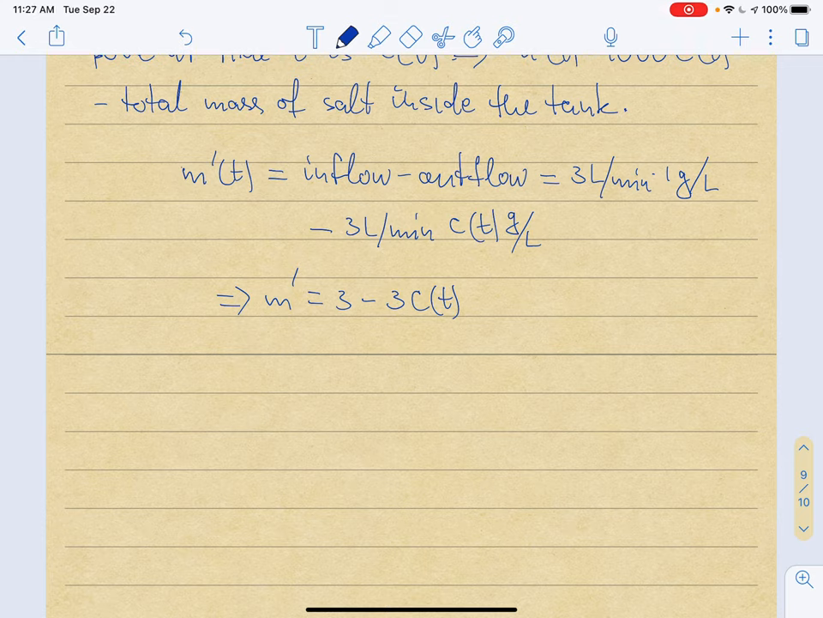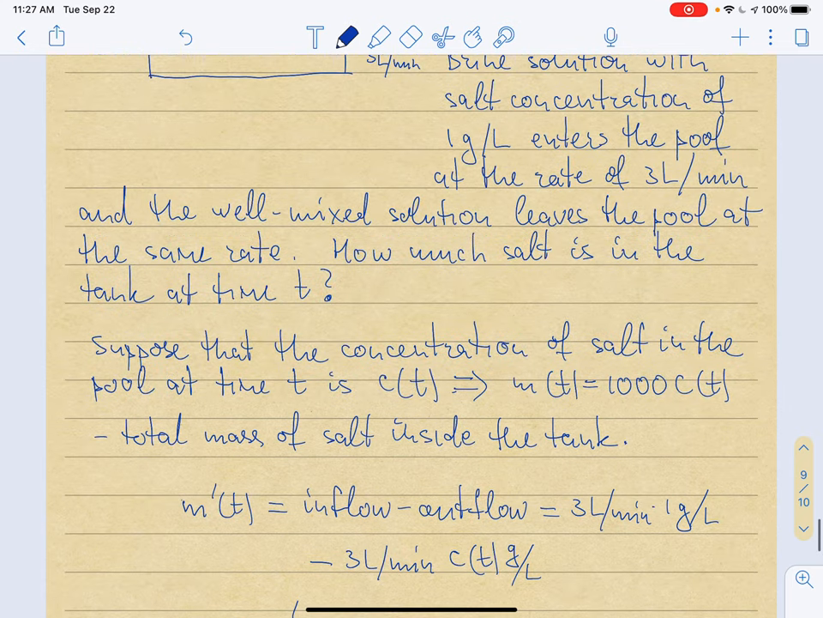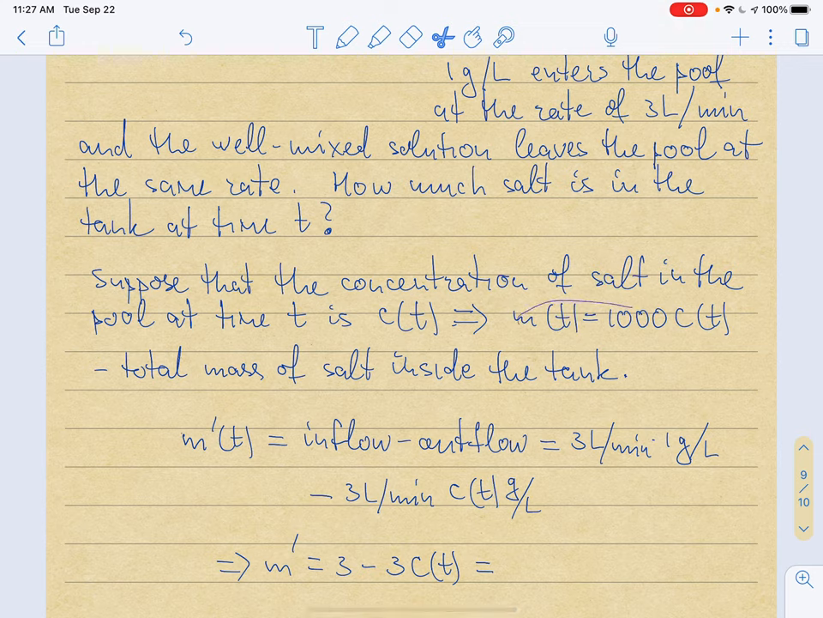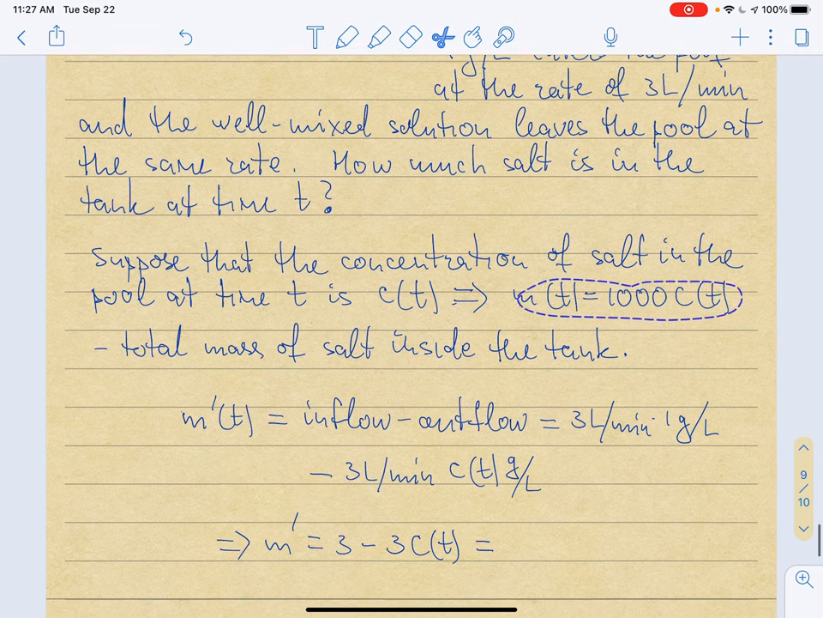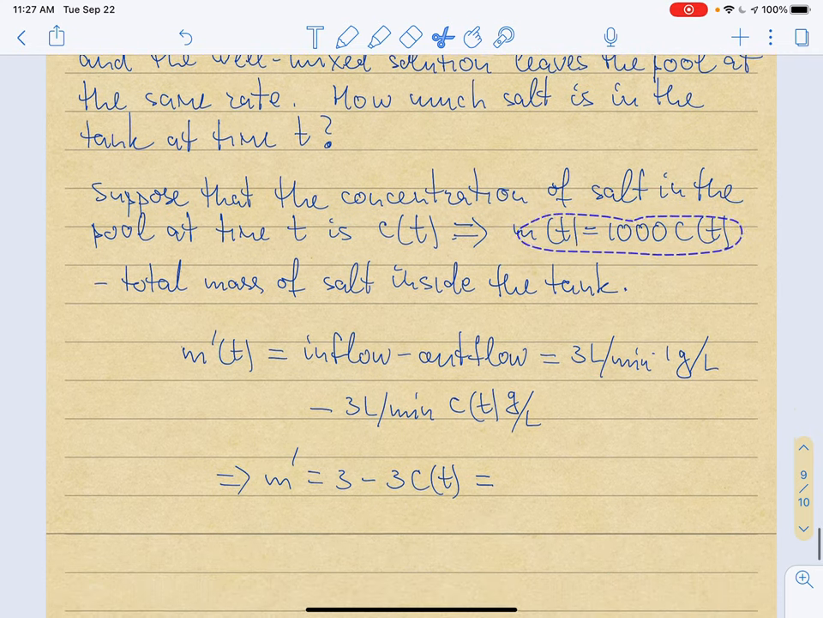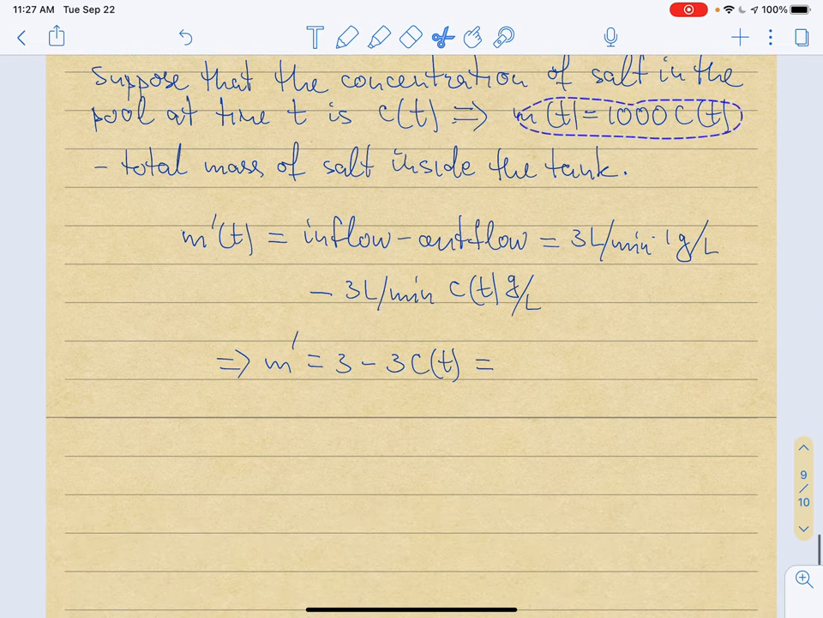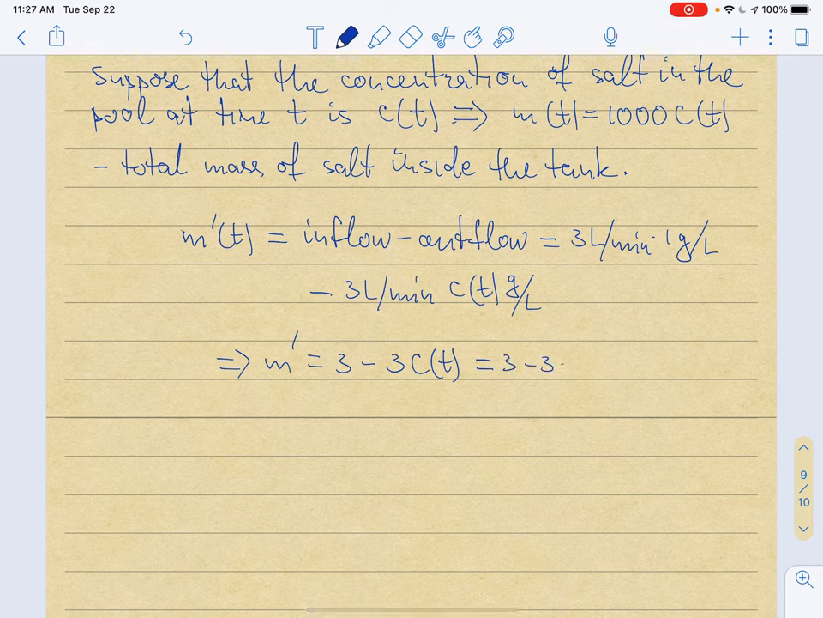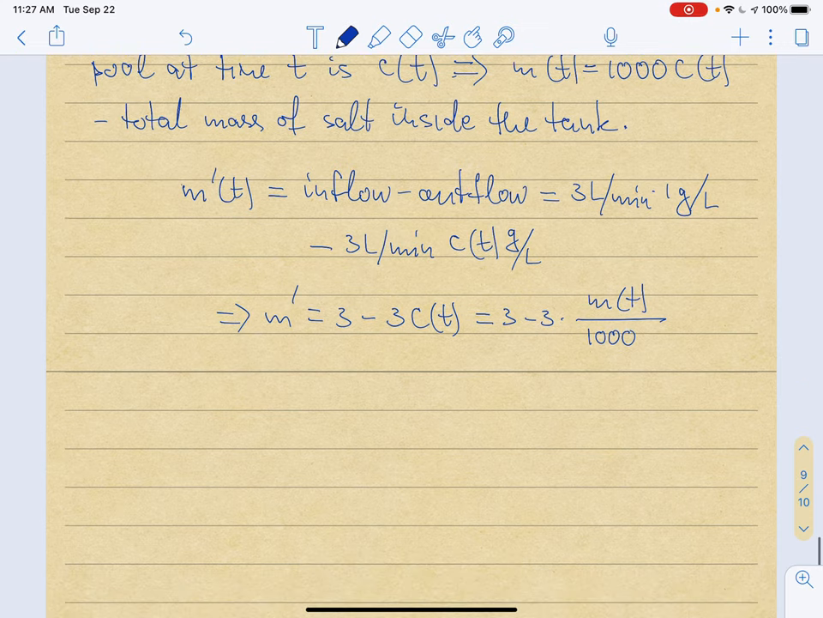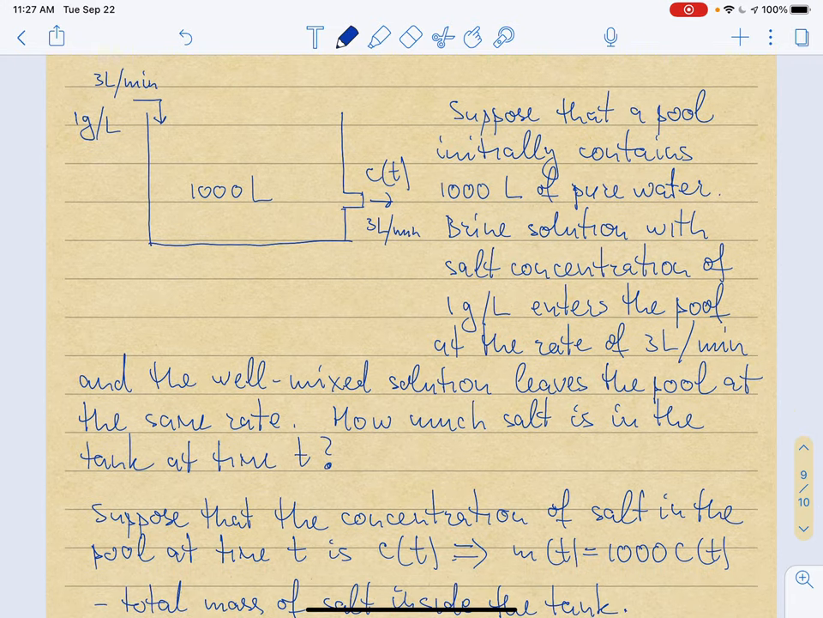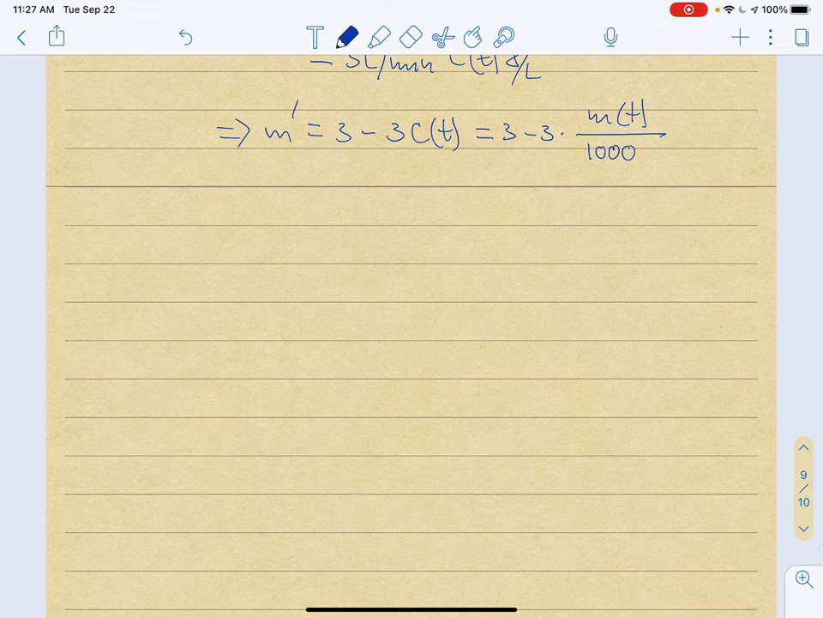Now I have two unknown functions here, M of t and C of t, but we said that those are related, so I can replace C, because C is M divided by 1,000, or M is 1,000 times C. I can always replace C by M over 1,000, or vice versa. So let's replace C: 3 minus 3 times M of t over 1,000. Okay, so that is the equation that governs the change of M inside the tank. And we also know that initially we have 1,000 liters of pure water, so that means that initially there is no salt in the tank. So we need to solve the initial value problem.